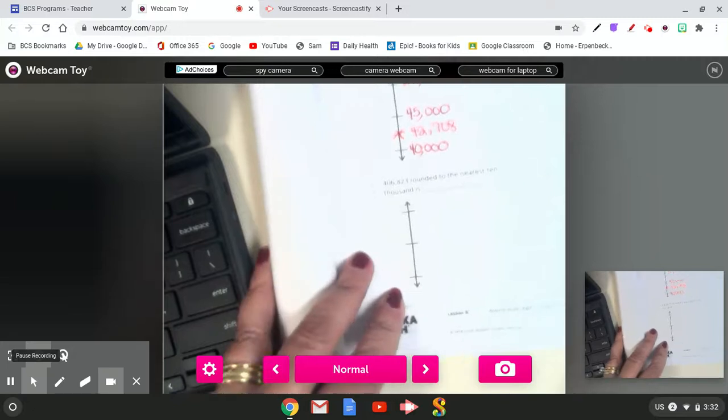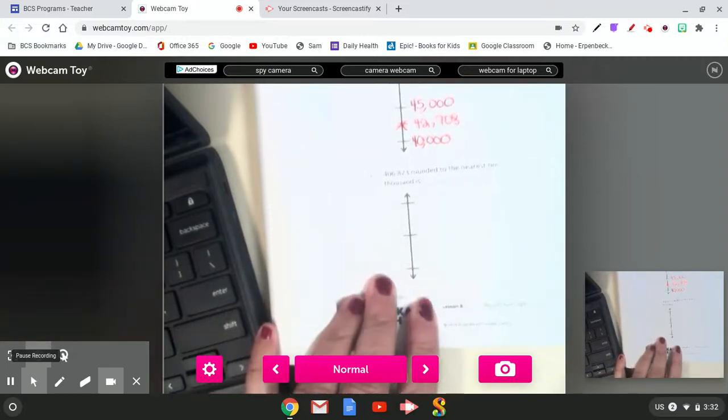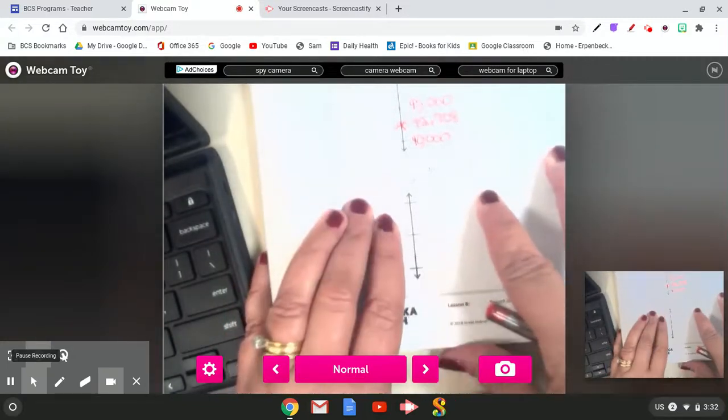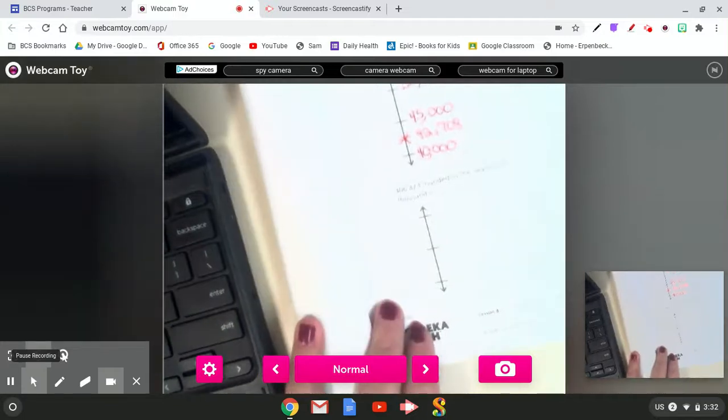Okay, now we're going to go down to C. This one is slightly different in that you start with a number in the 100,000s.